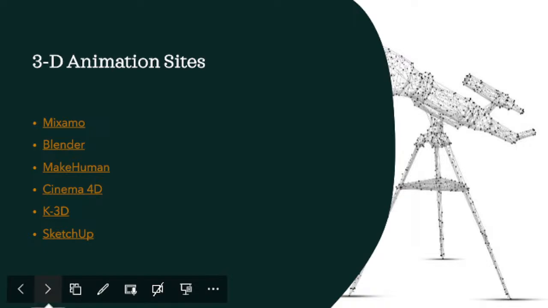And also, if you want to create animated shapes, you can also go on Onshape or Fusion 360, also for engineering or design.